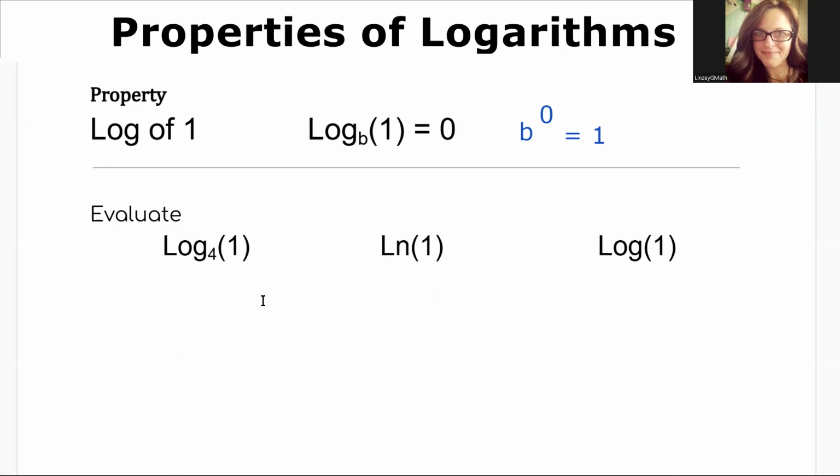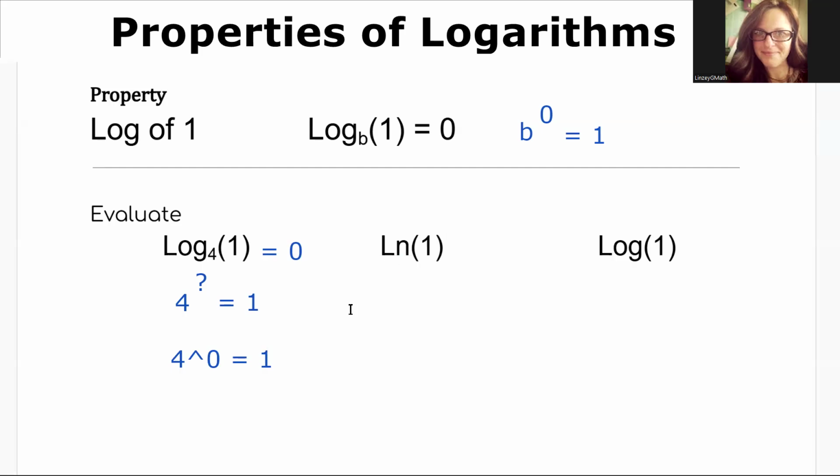Let's evaluate. Log base 4 of 1. If I rewrite this using exponential form, I get 4 to what power is equal to 1? Well, 4 raised to the 0 power. Anything to the 0 power is 1.